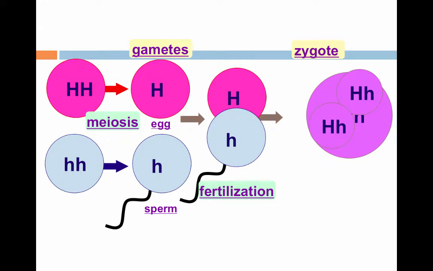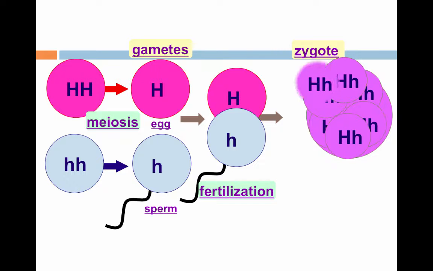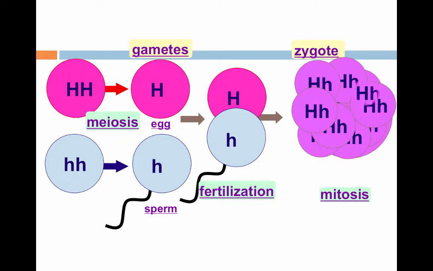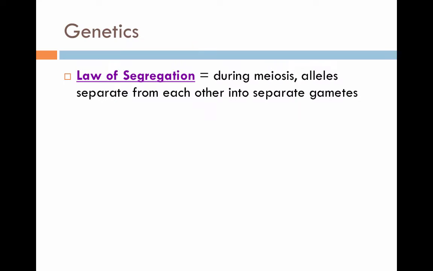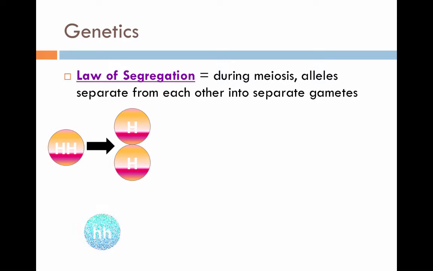The zygote will go through mitosis millions of times to create identical cells to eventually produce a baby with all its cells being heterozygous, big H, little h. Without even knowing it, you already know this first law of genetics, the law of segregation. During meiosis, alleles separate from each other into separate gametes. So if you start with big H in a cell, after meiosis, each gamete will only have one big H. If you start with little h in a cell, after meiosis, each gamete will only have one little h.